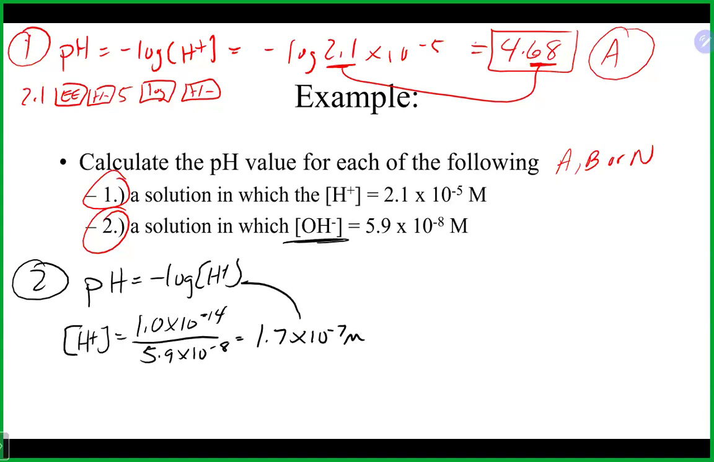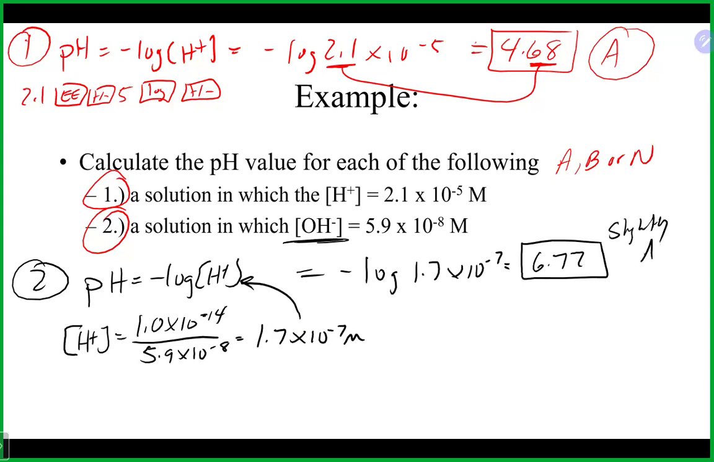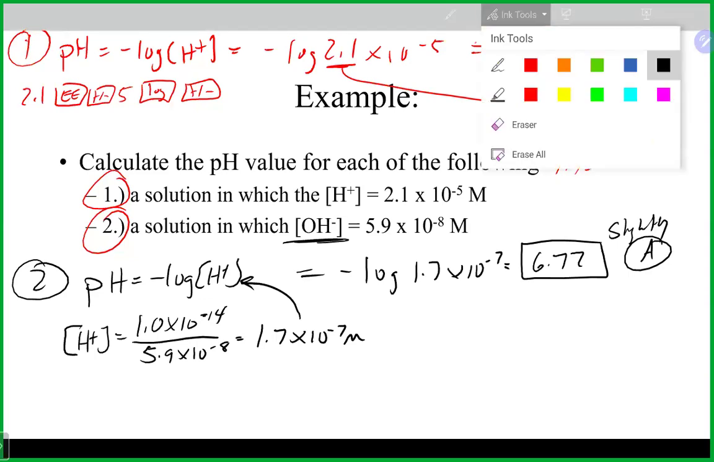And now that we have the H plus concentration, we can go in there. So that will be negative log of 1.7 times 10 to the minus 7, and that's going to get us 6.77 as our pH, slightly below 7. This is slightly acidic in this particular case. So you want to make sure that you are doing the correct thing.